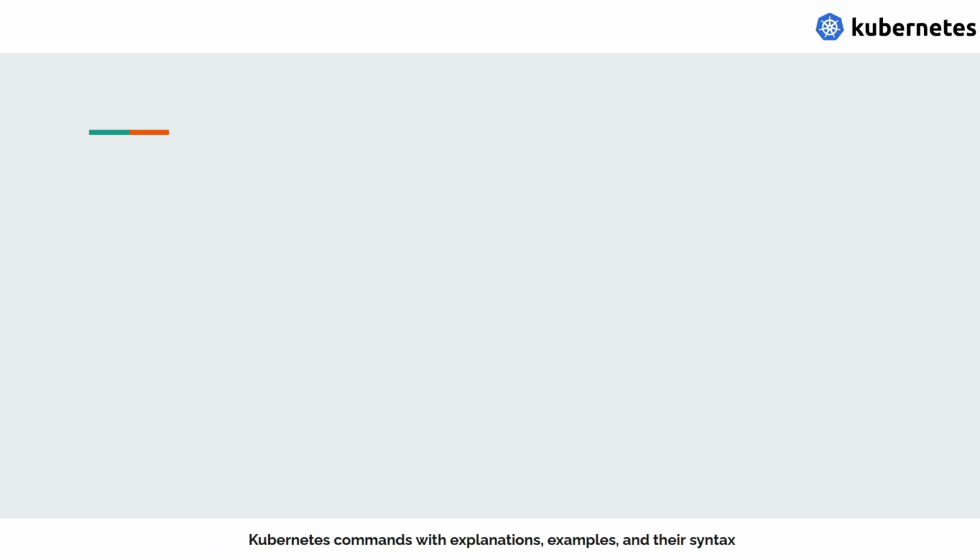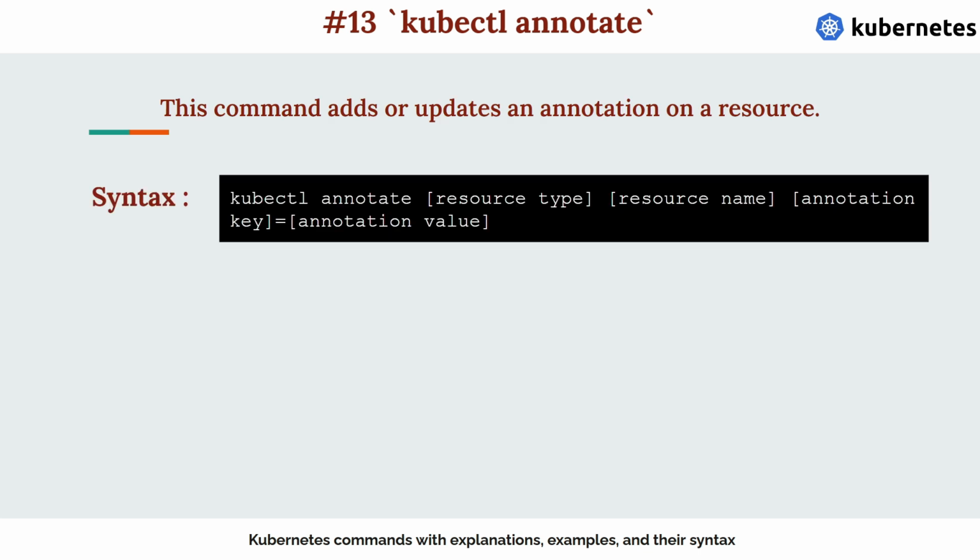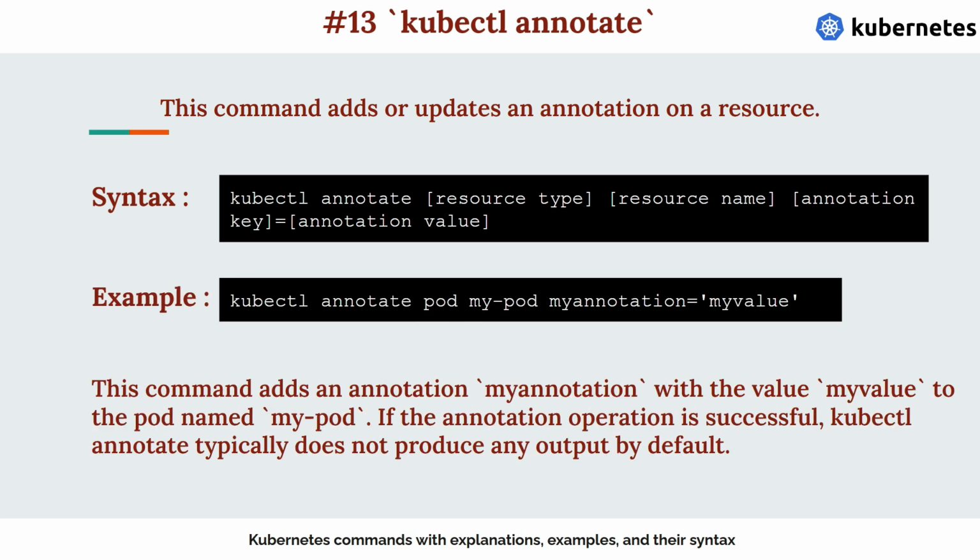Next command is kubectl annotate. This command adds or updates an annotation on a resource. Let's see the syntax. The usage of the kubectl annotate command starts with the kubectl annotate keyword, followed by resource type, resource name, annotation key equals annotation value. This command adds an annotation myAnnotation with the value myValue to the pod named mypod. If the annotation operation is successful, kubectl annotate typically does not produce any output by default.